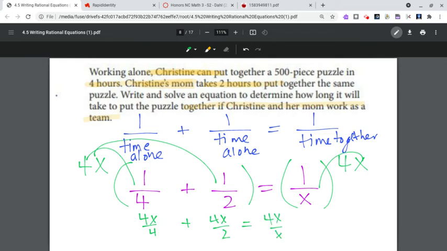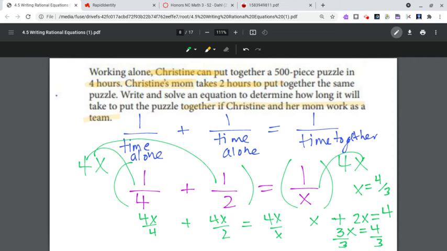When I simplify, you'll notice all the denominators will go away. 4x over 4 gives you x, plus 4x over 2 gives you 2x, equals 4x over x. The x's go away, which leaves you with 4. x plus 2x is 3x equals 4. Divide both sides by 3. x equals 4/3.